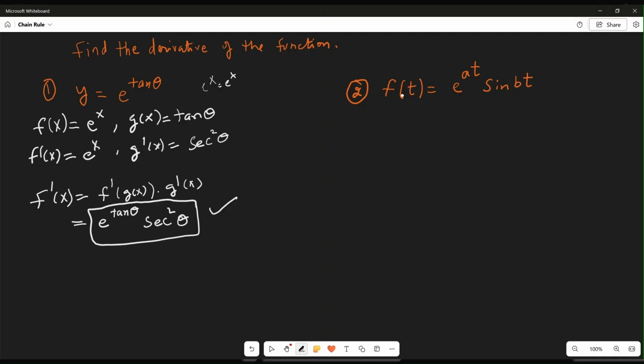Let's look at number 2 here. e raised to power at times sine bt, sorry, not theta. Just looking at this, there are now two functions. Even if you apply the same chain rule here, how are you going to differentiate with inner and outer functions as the values are changing? This is a times, this is b times t.